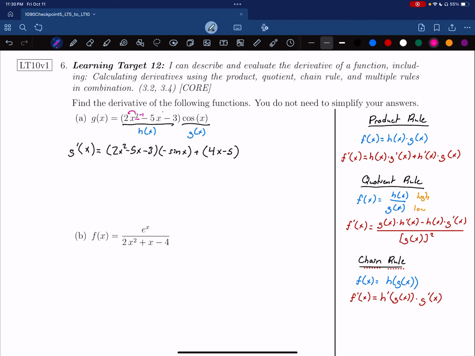Same thing here. We have a 1 minus 1. If you have a little bit of trouble with this, I would go back to the last video, learning target 9. I go over the power rule a little bit more in depth. So that's a derivative of h of x, and we just multiply this by g of x.